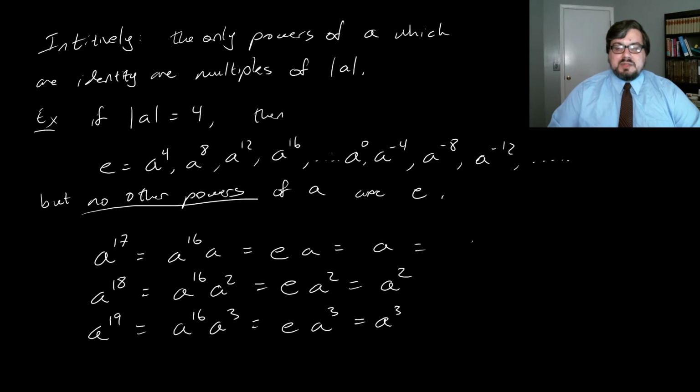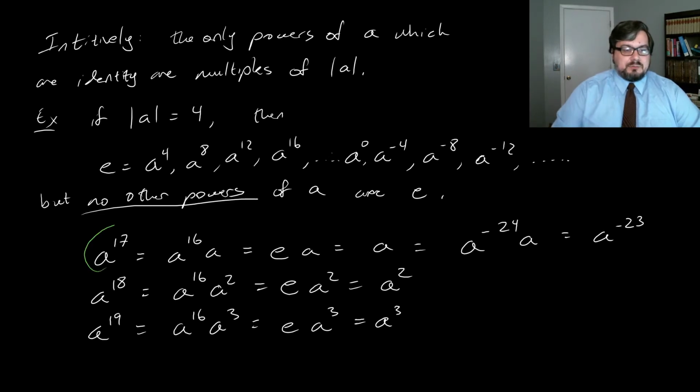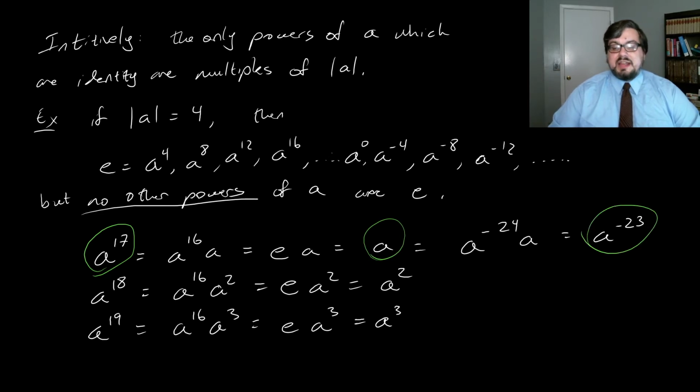A is also equal to A to the negative 24th times A, because A to the negative 24th is identity, which is A to the negative 23rd. So we have that, for instance, A to the 17th, A to the 1st, and A to the negative 23rd are all equal to each other. They're all different ways of expressing the same element of the group. And this, again, is where we get the term cyclic group from.